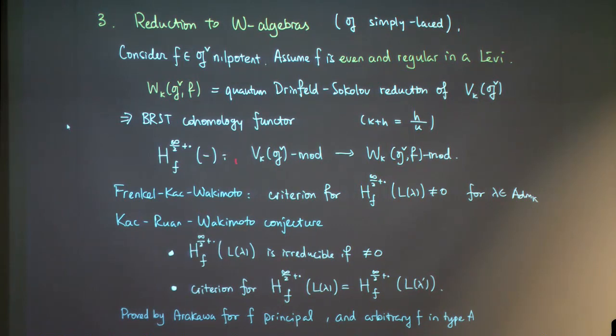And from this reduction, you have a so-called BRST cohomology functor, which is a functor from modules over this V_k of G check to modules over this W-algebra. Then Frenkel, Kac, and Wakimoto give a criterion which tells you when a simple module is not killed under this functor. Okay. And then Kac, Roan, and Wakimoto have a conjecture. The conjecture is the following. They say that if a simple module is not killed, then its image is still irreducible. That's the first thing. And the second thing, they give a criterion for which simple modules their images would coincide. Okay. And these are proved by Arakawa when your nilpotent element is a principal nilpotent in arbitrary type, and for any nilpotent in type A. But as far as I'm aware, this is still an open conjecture in general.